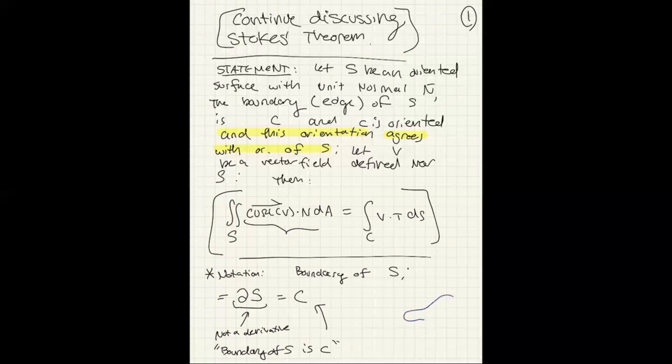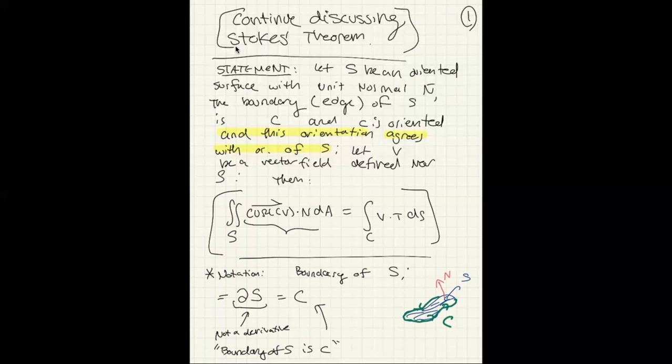Okay, and maybe I'll draw a quick little picture. So I've got some surface in 3D space. That's S. It has some unit normal n, and the boundary is some curve C. So that might be C. Okay, that's the picture we have in mind.